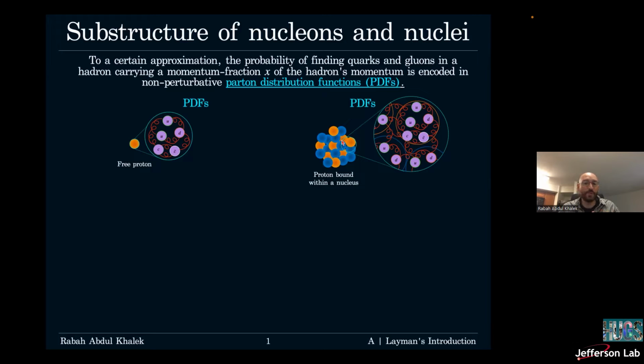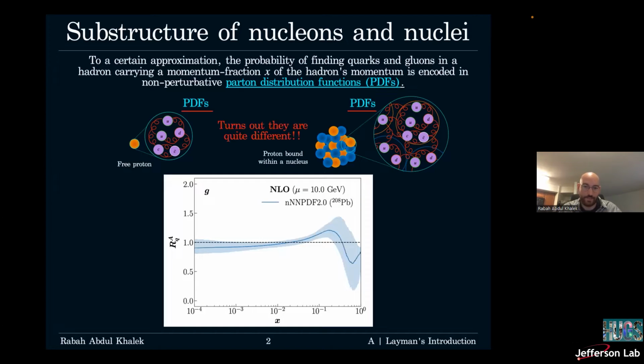Similarly, you can define it in nuclei. If you take a proton out of a nucleus and look inside the proton, bound with other neutrons and protons, you can define a similar quantity, PDFs. Now, the interesting physics is that these turn out to be different. The moment you look at protons inside of a nucleus, they give you different dynamics, a different probability to find quarks and gluons sharing some x from the nucleus.